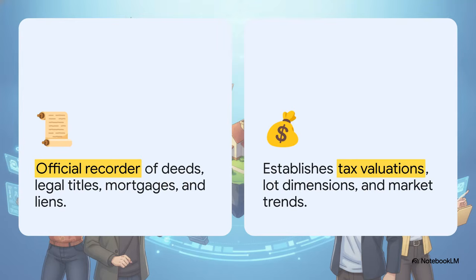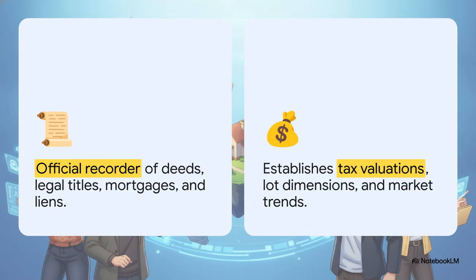Think of it kind of like a two-sided coin. On one side, you've got the Brazoria County clerk. They handle the legal side of things. They're the official recorder of deeds, legal titles, mortgages, liens, the whole shebang. If you need to prove who legally owns a property, the clerk is your go-to.